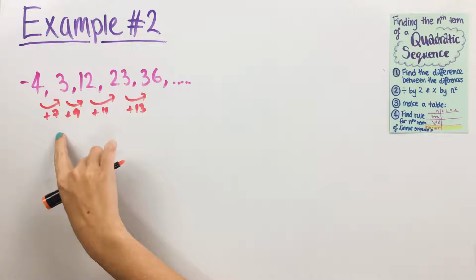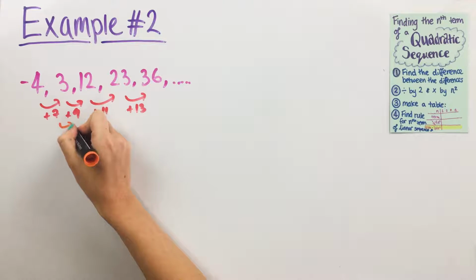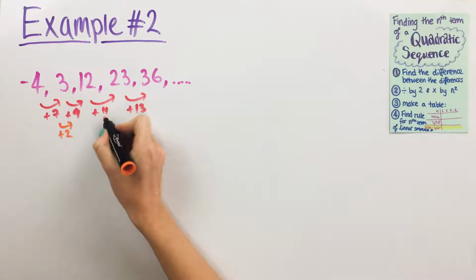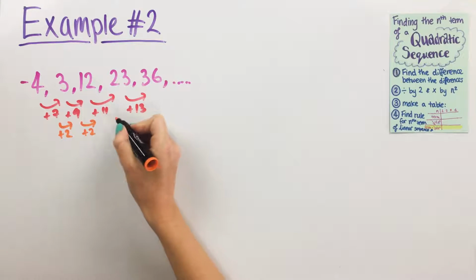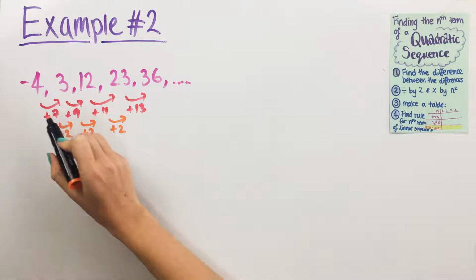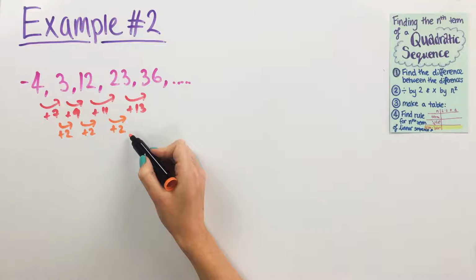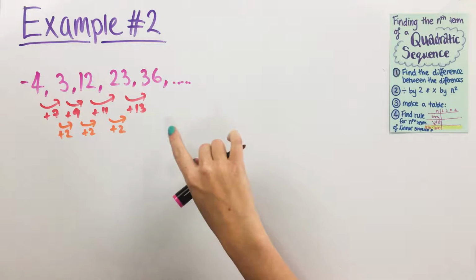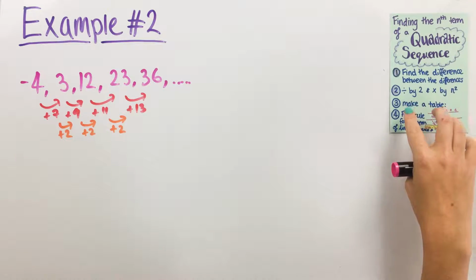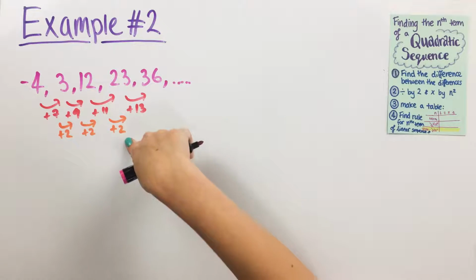If we work out the differences between the differences, so 7 to 9, we have plus 2, 9 to 11, plus 2, and 11 to 13, plus 2 again. So you can see that the difference between the differences, or the second difference, is the same, so therefore we have a quadratic sequence here. Let's now follow the steps on our quadratic sequence guide. So first step, find the difference between the differences. We've done that, it's 2.